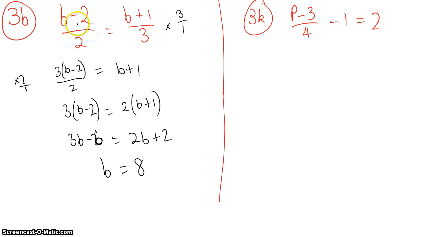Let's have a go. 8 minus 2 is, sorry, 8 minus 2 is 6, divided by 2 is 3. And then 8 plus 1 is 9, divided by 3 is 3 as well. So that works. b equals 3.